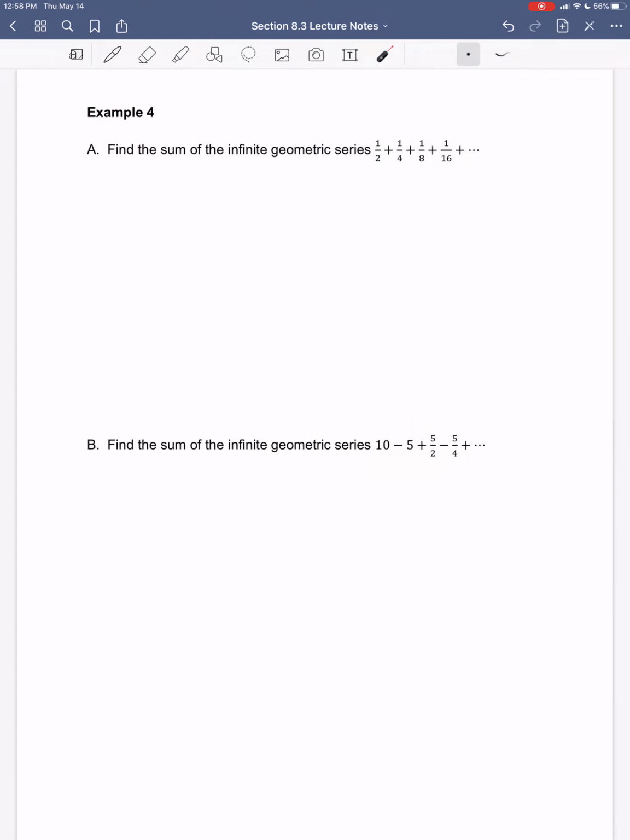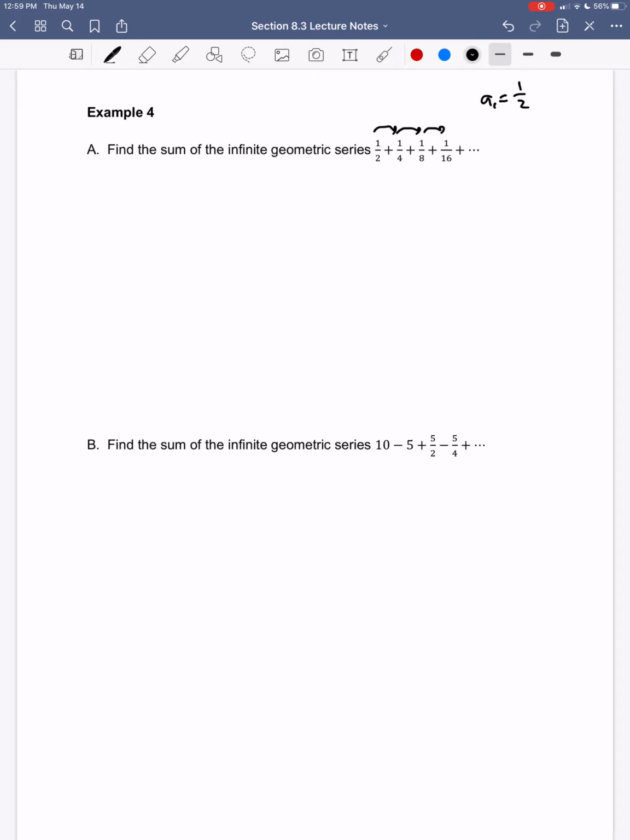So what about this infinite geometric series? Well, my first term is 1/2. My common ratio, well, there's two ways of doing it. I could take the second term and divide by the first term, or I could just say, how am I getting from one term to the next?